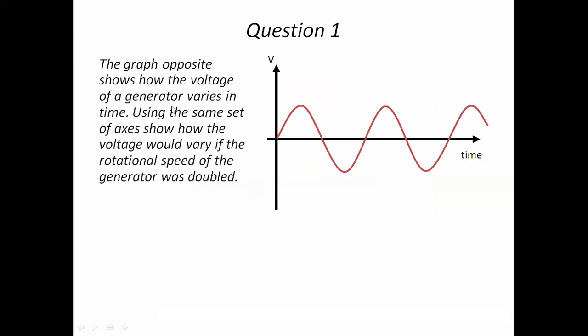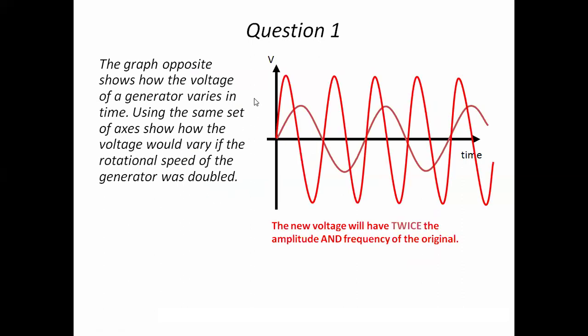You have a voltage of a generator that varies in time. Using the same set of axes, show how the voltage would vary if the rotational speed of the generator was doubled. So when the rotational speed is doubled, of course, the voltage will increase as well as the frequency. There are more waves per unit time. You can see that in half a cycle of the first wave, there is a complete cycle of the second wave.